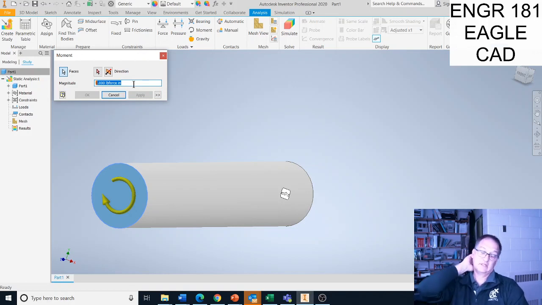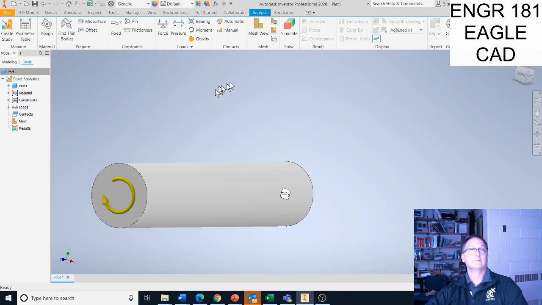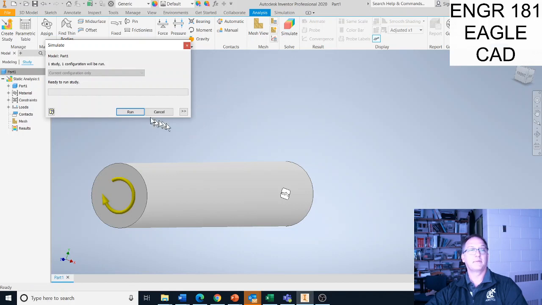Pick force. Inch pound, so it's gonna be small. I was gonna go with 10,000, I'm just going with 1,000. Apply. Do I need anything else? No, go ahead, punch it up, see what happens, run.